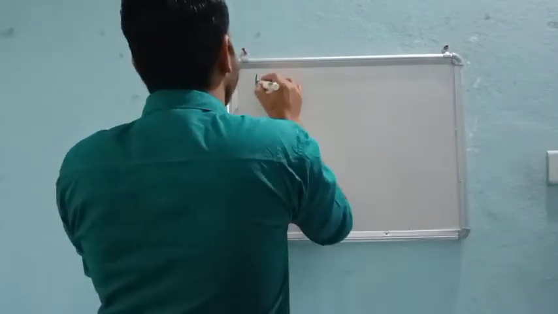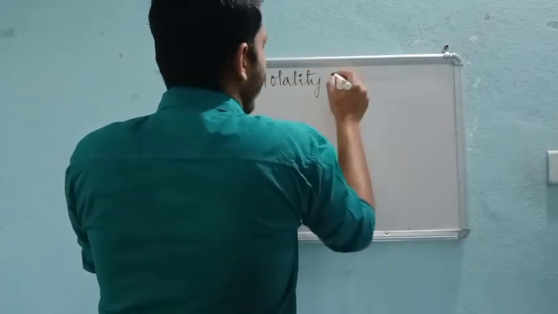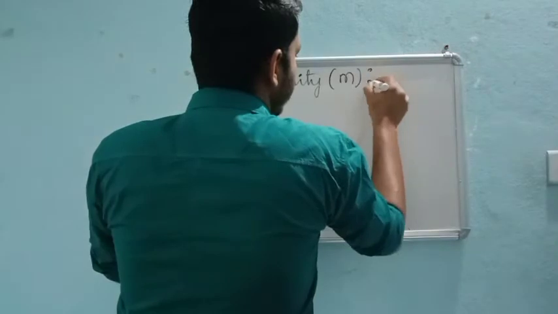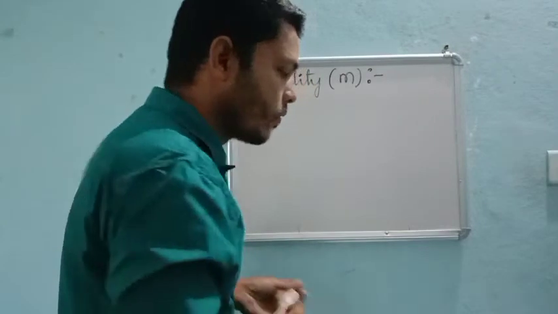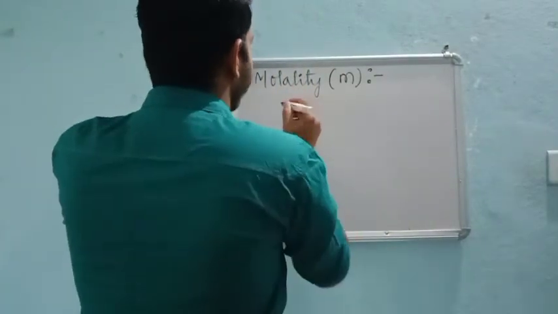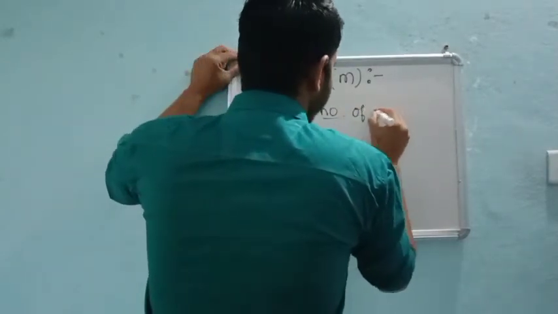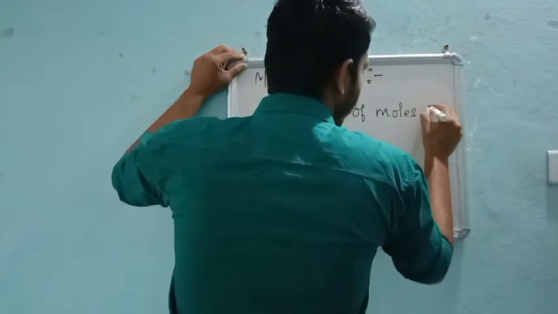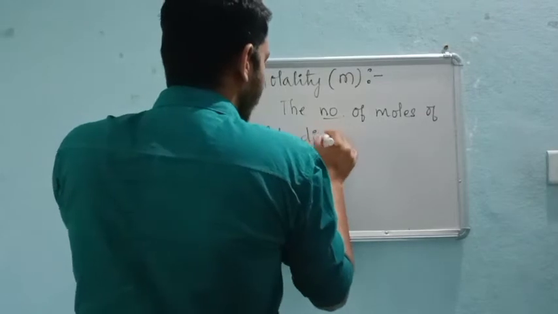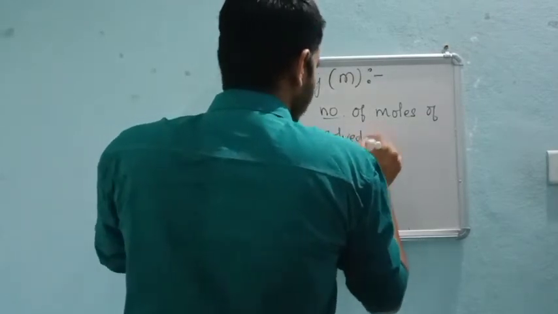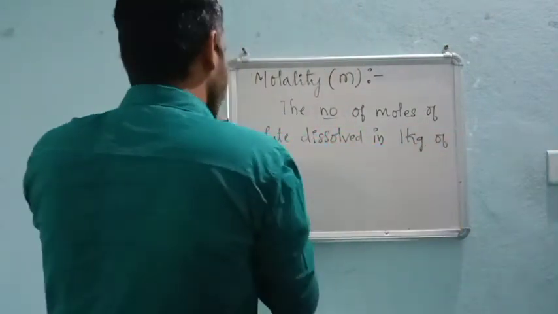So now next, coming to molality, both look the same, just the spellings are different, right? Molality is denoted by small m. The number of moles of solute dissolved in 1 kg of solvent. Very important.